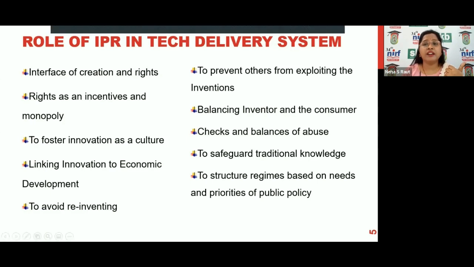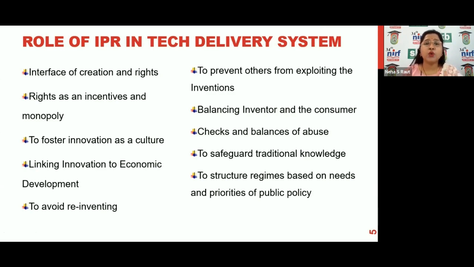Then balancing inventor and consumer. It creates a balance between inventor and consumer. It checks abuse. It safeguards our traditional knowledge, right? We have geographical indications, so we can safeguard it under geographical indications. The structure regime is based on the needs and priorities of public policy. Whatever the structure of this IP is, it is made in such a way that it is ultimately beneficial for public policy. So this is how IPR is playing a role in the technology delivery system.